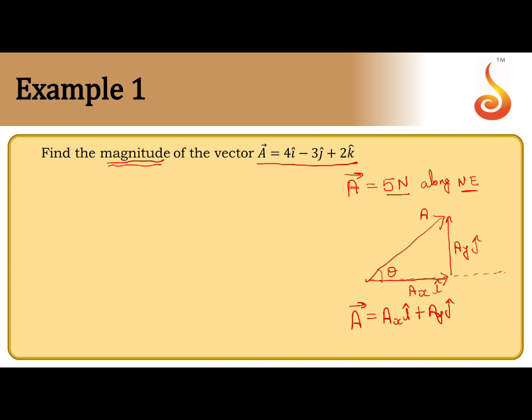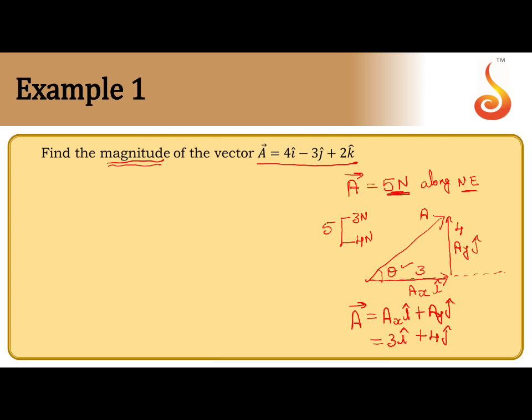Say for example, our 5 Newton can be resolved into 3 Newton and 4 Newton. It's not necessary that it should be 3 and 4. It basically depends on the angle theta. So if this is 4 units, this is 3 units, this can be written as 3i cap plus 4j cap.